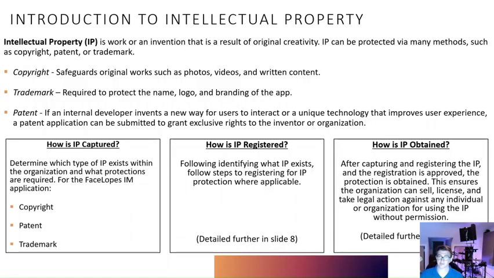How is IP registered? Following identifying what intellectual property exists, follow steps to registering for IP protections where applicable, and this is detailed further in slide 8. And how is IP obtained? Well, after capturing and registering the IP, and the registration is approved, the protection is obtained. This ensures the organization can sell, license, and take legal action against any individual or organization for using the intellectual property without permission.